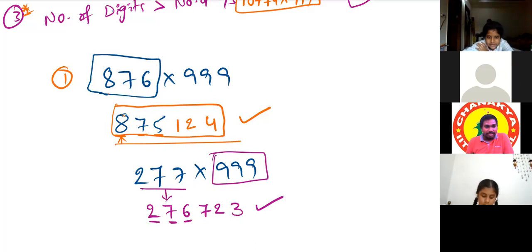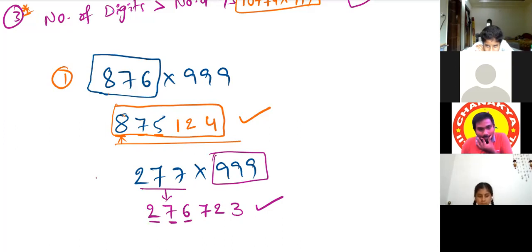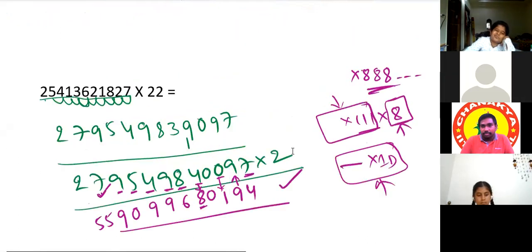Sir, if it's 2 minus 2, then we can write 0. If the question is like 278 into 222, then we can do 2 minus 2? No. This is the series of nines only shortcut. That's why I have separated all the remaining, right? I think you forgot this.